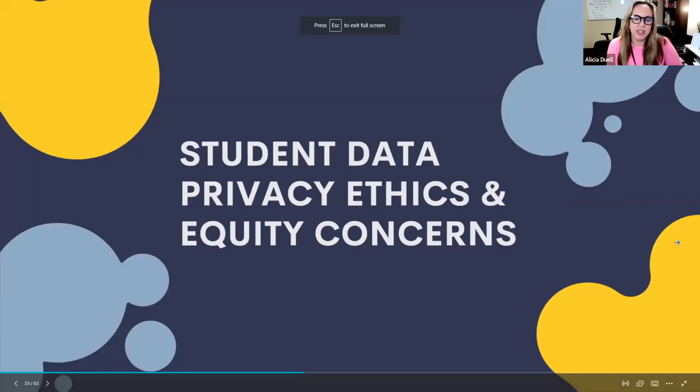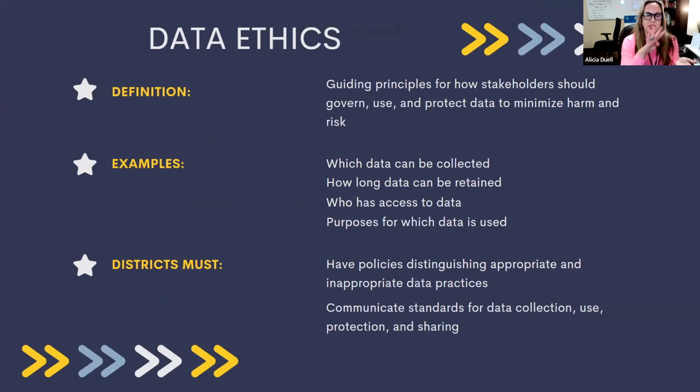So, student data privacy, ethics, and equity concerns. Data ethics and data equity are 2 different but related topics. Data ethics are the guiding principles for how stakeholders should govern, use, and protect data. Examples are setting policies for what data can be collected, how long it can be retained, who can access it, and why you're collecting it. Districts really are supposed to have data governance policies that distinguish inappropriate and appropriate use, and that also communicate how data can be collected, used, etc.